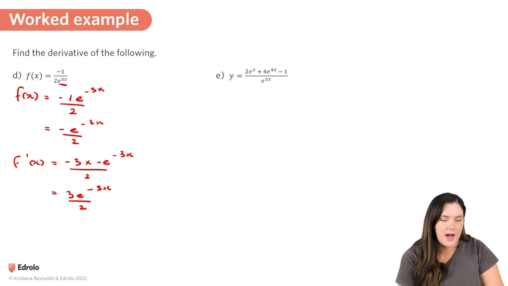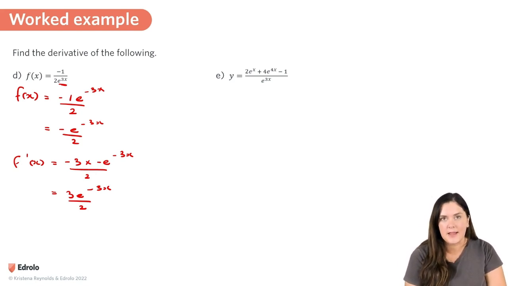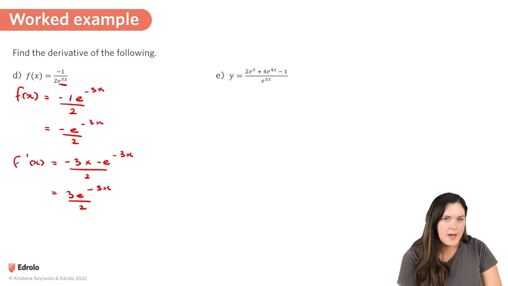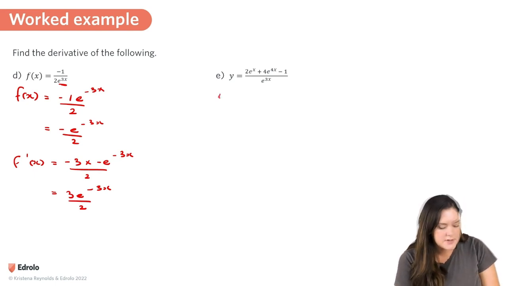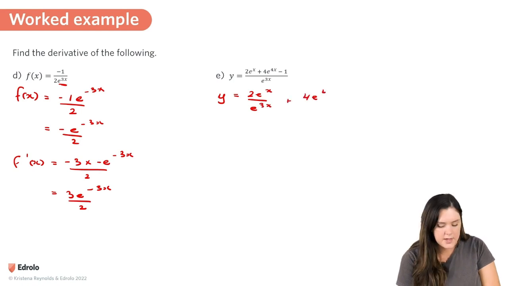For this example here, I have y equals 2e to the power of x plus 4e to the power of 4x, take away 1, all divided by e to the power of 3x. So what I can do is split the fractions so I have 3 different terms to make it a little bit easier to work with. And in doing that, I will simplify the terms there so I don't have any fractions. I'll just be dealing with negative indices or positive indices. We'll see what happens. So firstly, splitting the fraction, we get y equals 2e to the power of x over e to the power of 3x plus 4e to the power of 4x on e to the 3x, and then take 1 over e to the 3x.